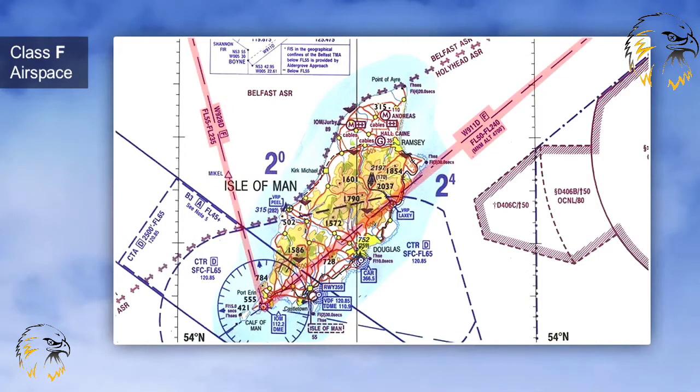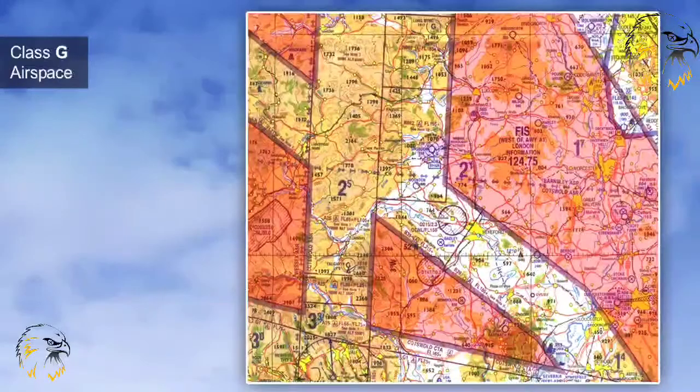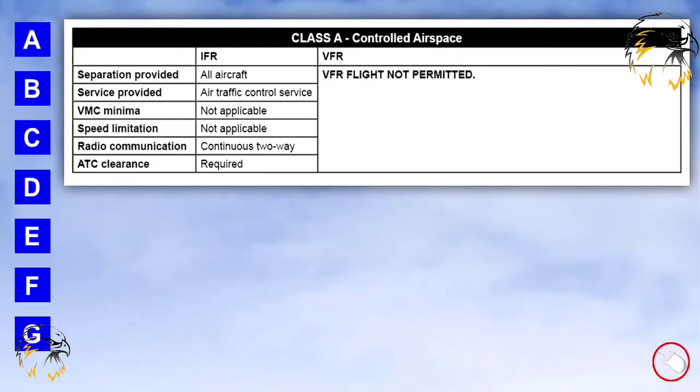Class F, IFR and VFR flights are permitted. All participating IFR flights receive an air traffic advisory service, and all flights receive a flight information service if it is requested. And Class G, IFR and VFR flights are permitted and receive an FIS if asked for. This table shows you the various restrictions that you must comply with when flying in the differing types of airspace.